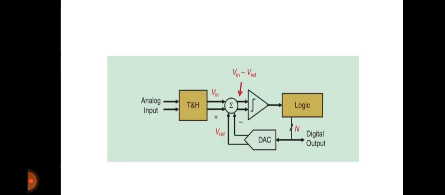Here in this picture, we can see that the analog input is going through the T and H, and then Vin is there, then the summation, then Vin minus V reference. It goes through the logic, then the digital output goes to the DAC, which generates V reference, and that is again going to the summation. So the cycle goes round and round, and in the end we get the constant output from it.